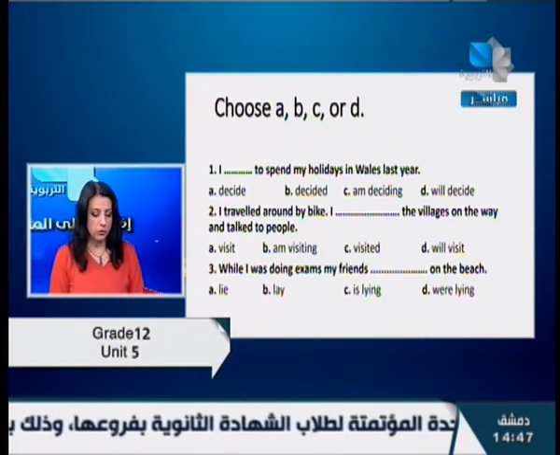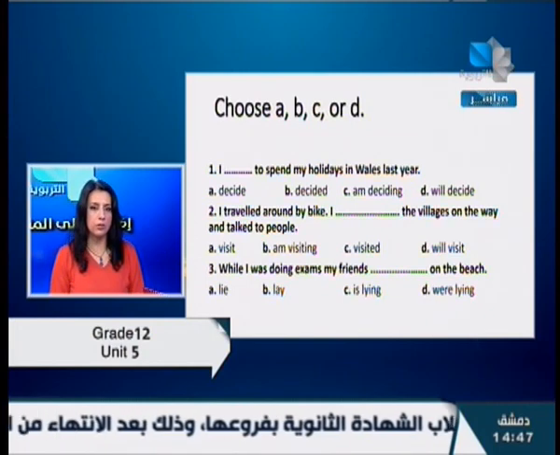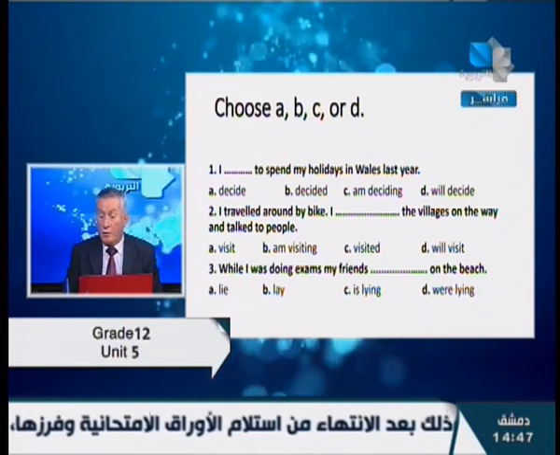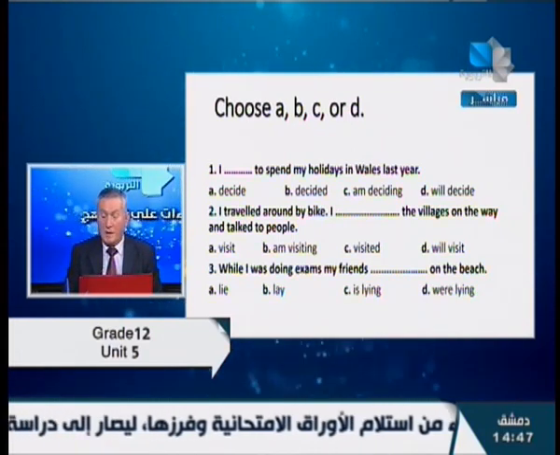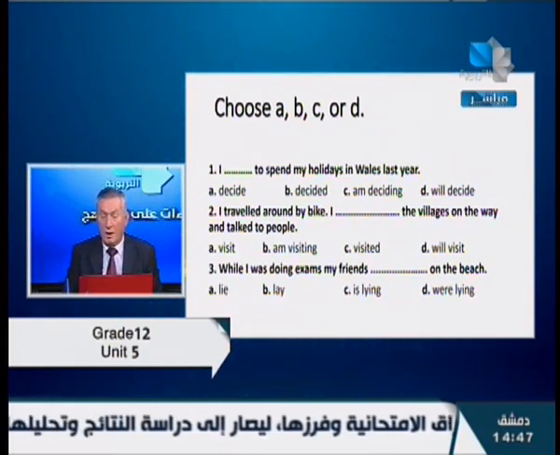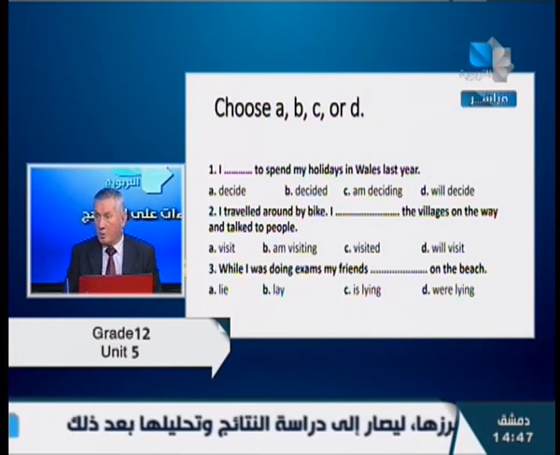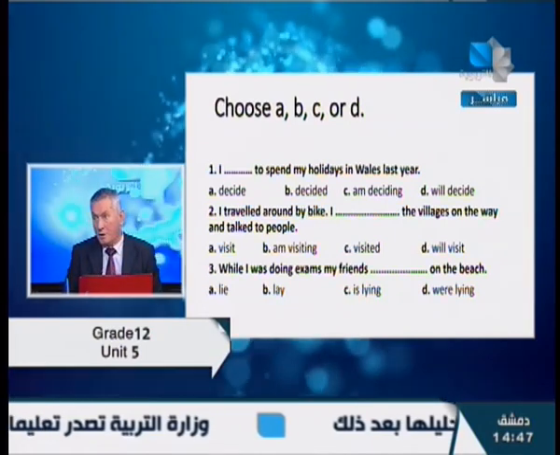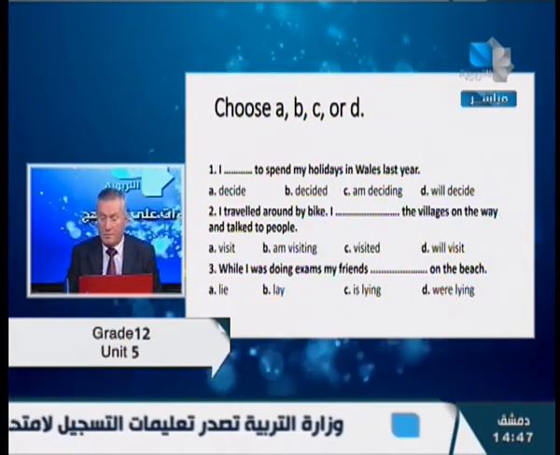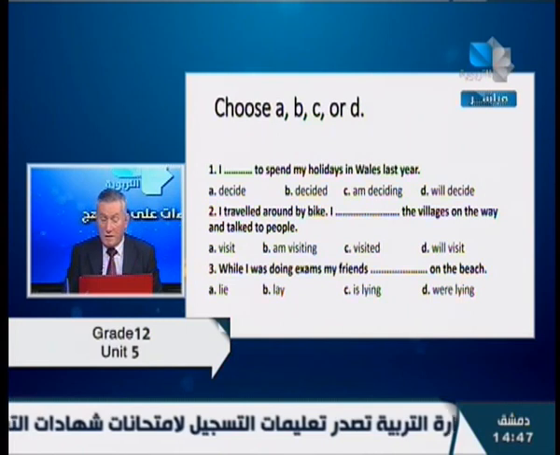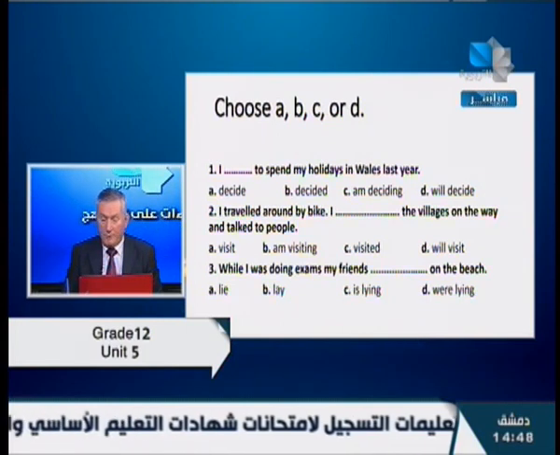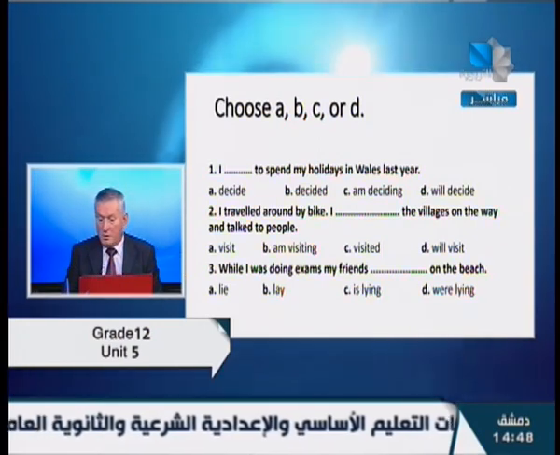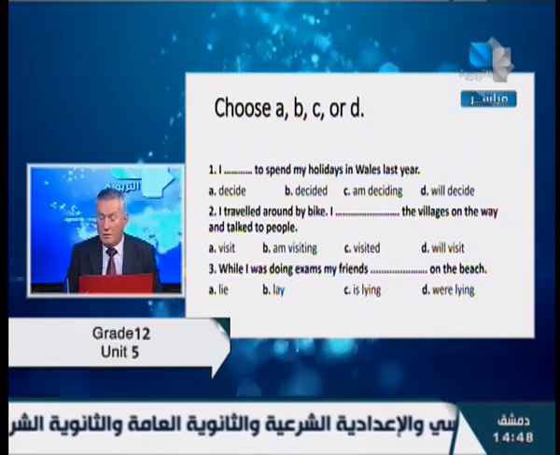So while I was doing my exams, my friends were lying on the beach at the same time. Two actions taking time, happening at the same time, no interruption. While can actually go with the present continuous, and when we have interruption, the other part can be past simple. But in this case, we don't have any interruption. While I was doing exams, my friends were lying on the beach.